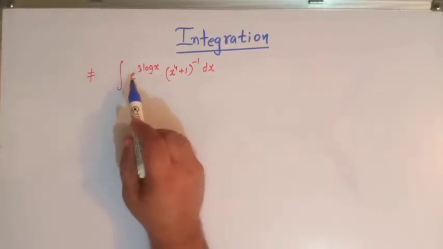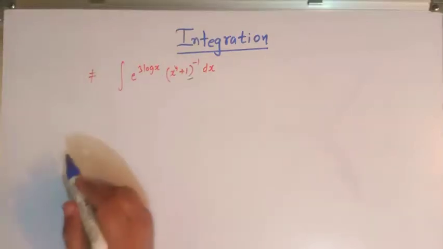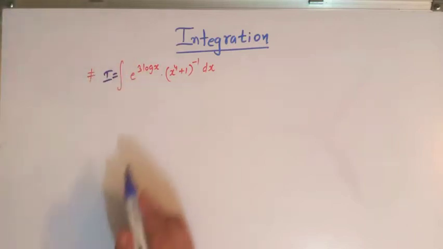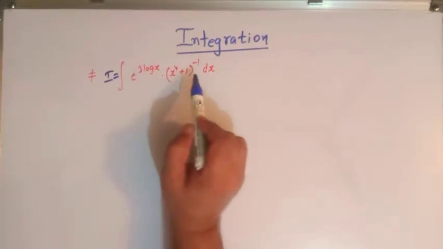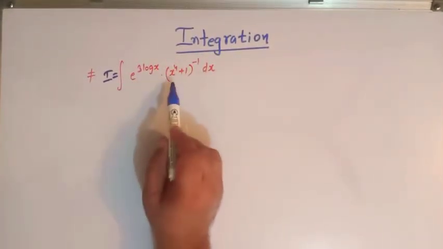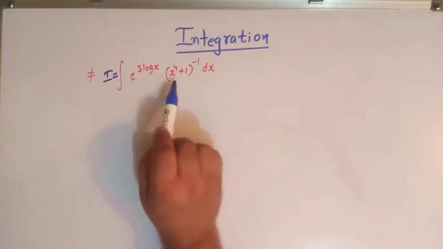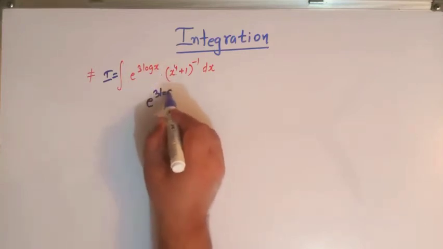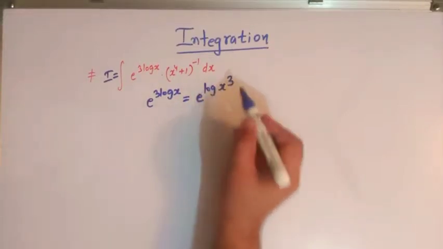Here we have to integrate this function which is e raised to 3 log x times x raised to 4 plus 1 raised to power minus 1. Now let us call this integral as I. Now again, as I have said earlier, this function seems quite difficult at first glance, right? But if we take a close look at this function, we see that e raised to 3 log x can be written as e raised to log x cube, right?